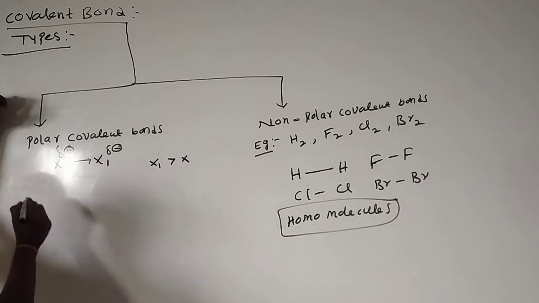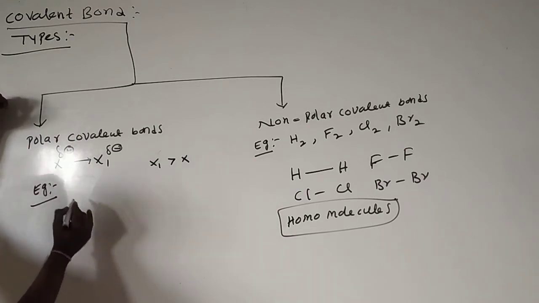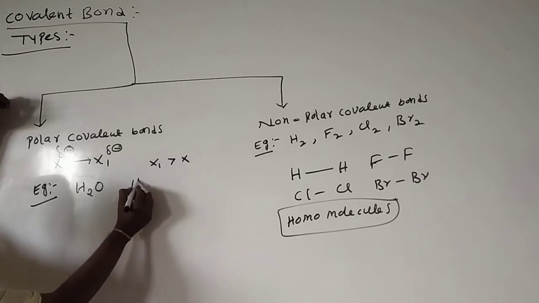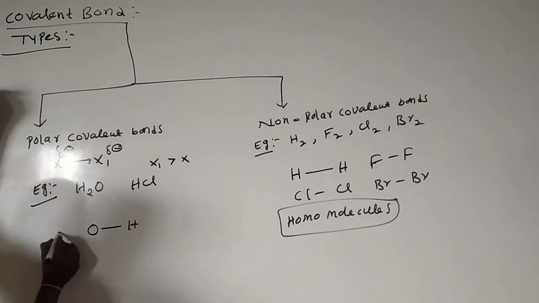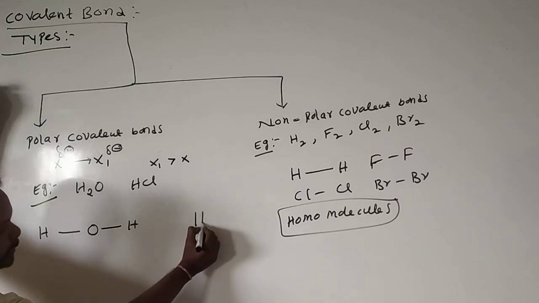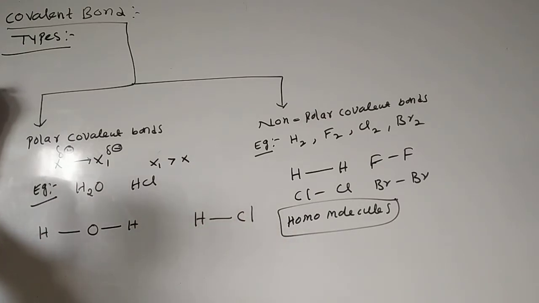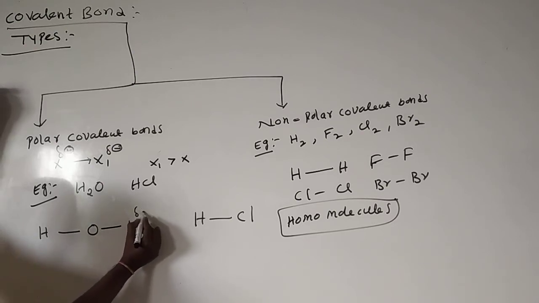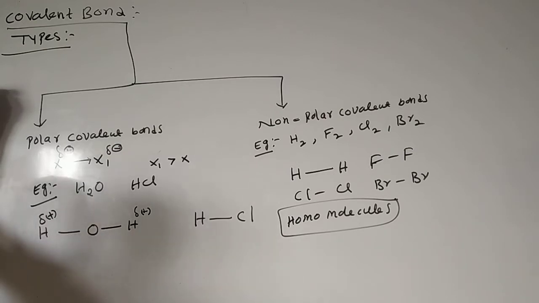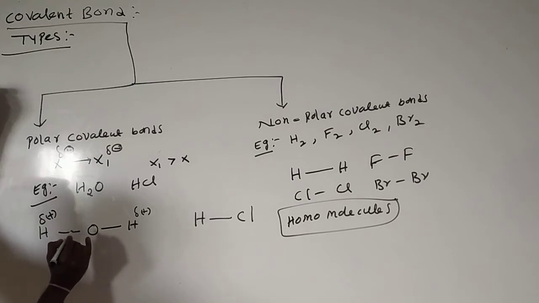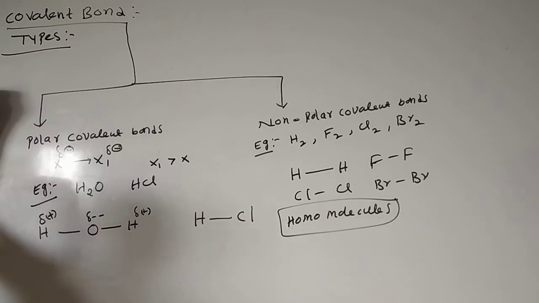This is observed in many molecules, but I will give two examples: water and hydrochloric acid. In water, hydrogen and oxygen. In hydrochloric acid, hydrogen and chlorine. Here hydrogen is always partially positive. Why? Because oxygen is more electronegative than hydrogen, so oxygen gets partially negative.